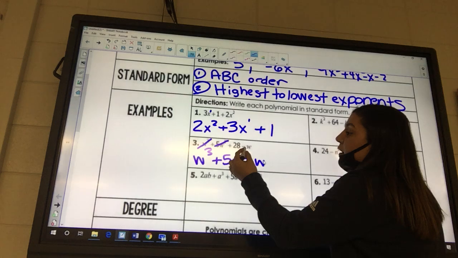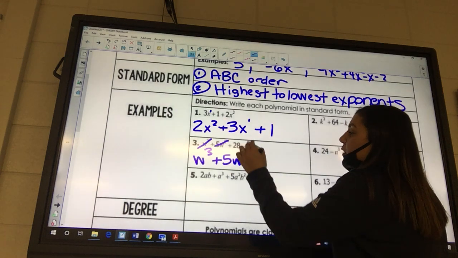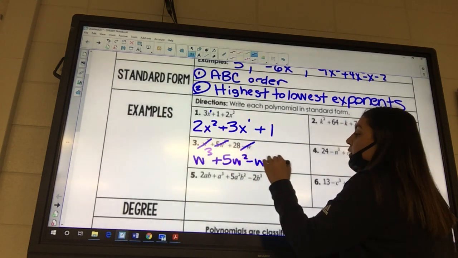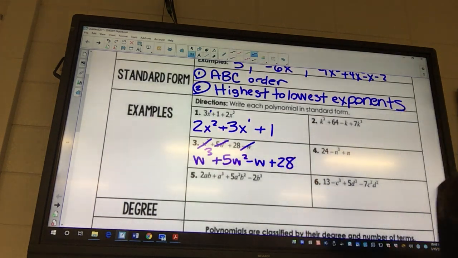Okay, we always use the letter or the sign that's in front of it. And then what's going to be the last one? 28. Plus 28. Okay, so it's really not that hard. You're just keeping them and you're rearranging them.